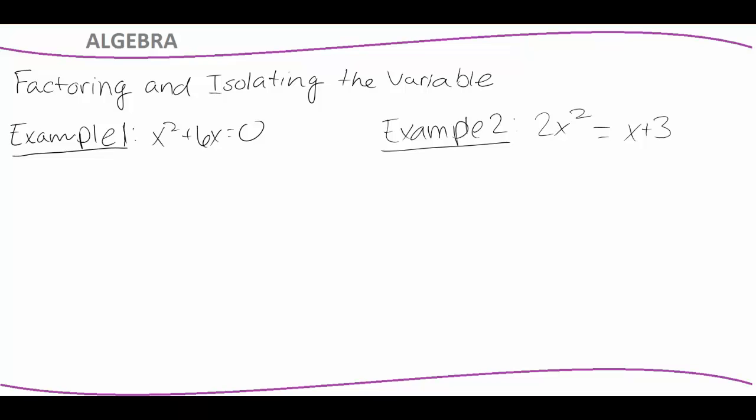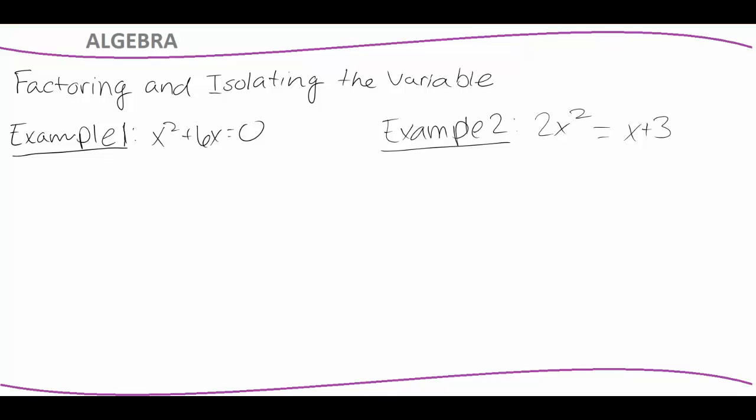First thing to realize when you're solving a quadratic equation by factoring is we need the quadratic equation to be written in standard form. You know, ax squared plus bx plus c equals 0. This one is already written in standard form. We're just missing the c constant.